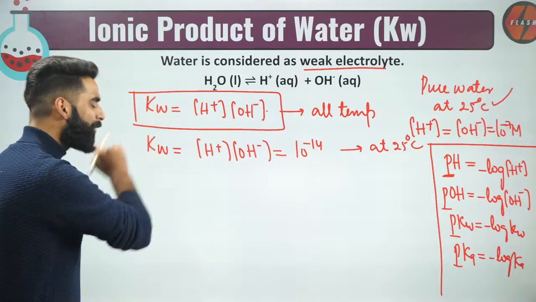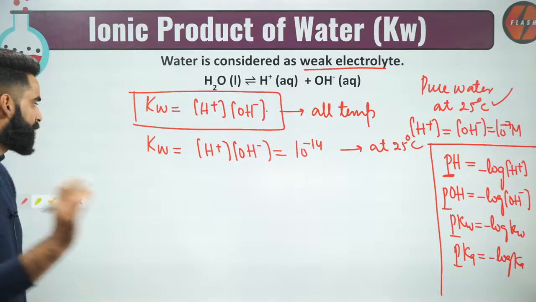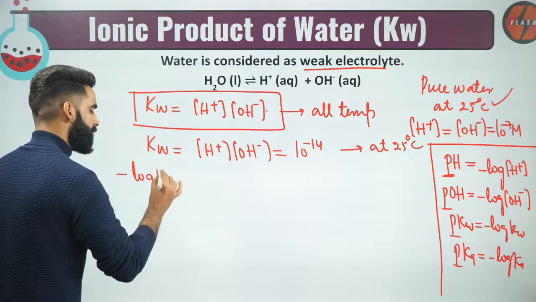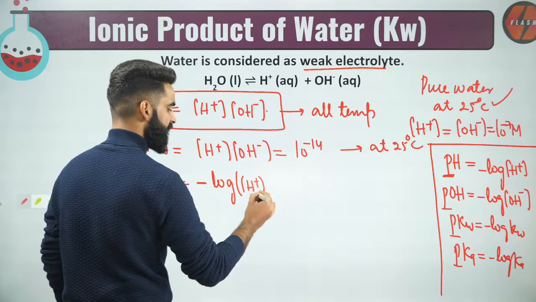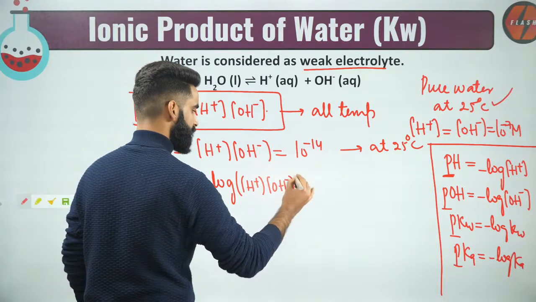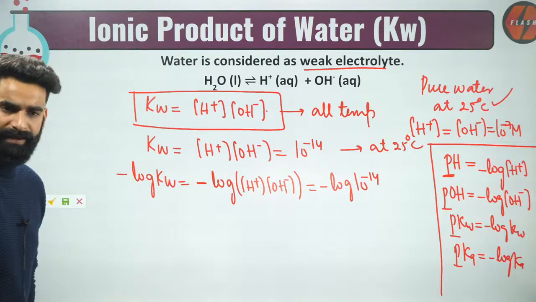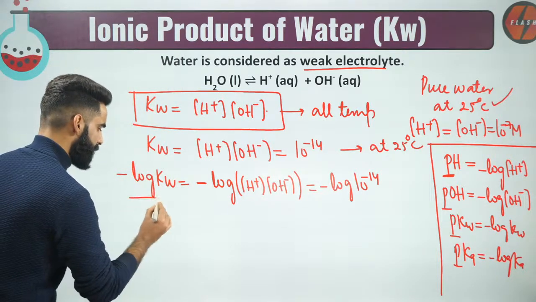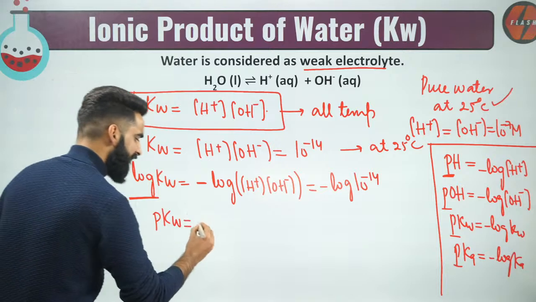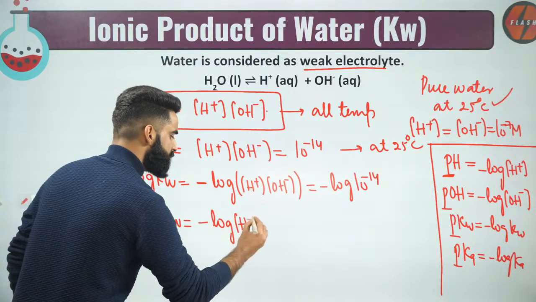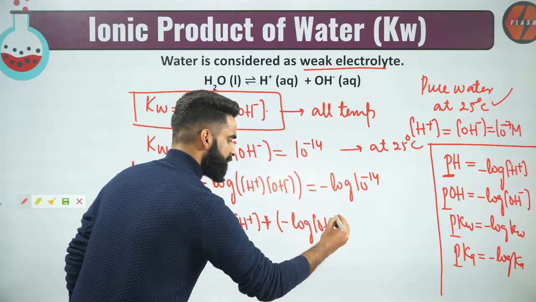Now, guys, if I multiply this equation throughout by minus log, I get minus log of Kw equal to minus log of H positive concentration multiplied by OH negative concentration, which is equal to minus log of 10 to the power minus 14. Very simple. Now, minus log of Kw, minus log is what we call P, so P of Kw. I'll write it like this: minus log of H positive concentration plus minus log of OH negative concentration. I just used the property of log right here.